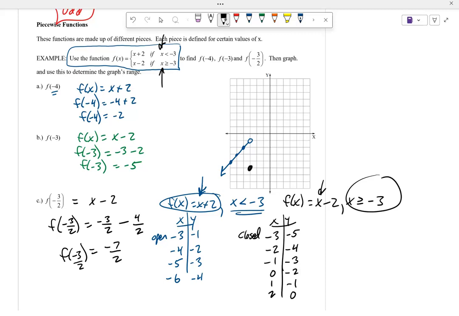I'm going to fill it in, right? Negative 3, negative 5, there it is. Negative 2, negative 4. Negative 1, negative 3, 0, negative 2, and so on. I can draw as many as I need, but it's only those values where x is greater than or equal to negative 3. And there's my piecewise defined graph for that.